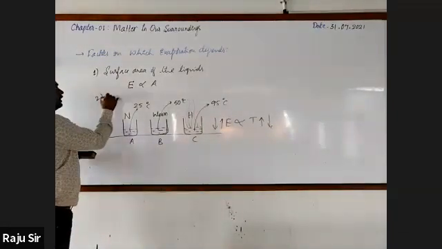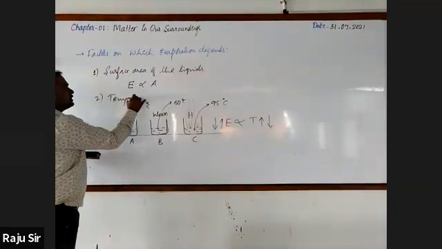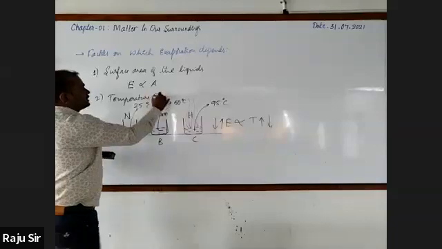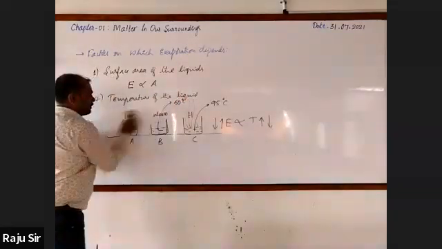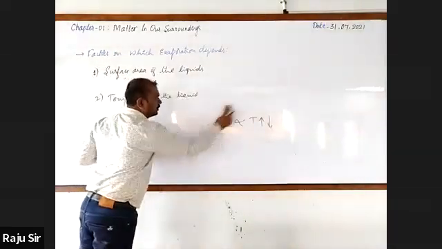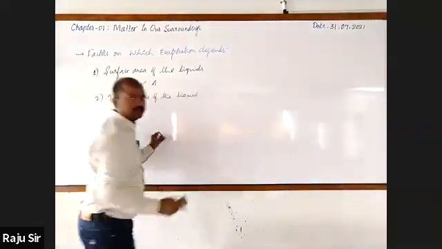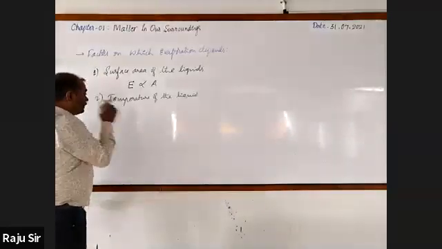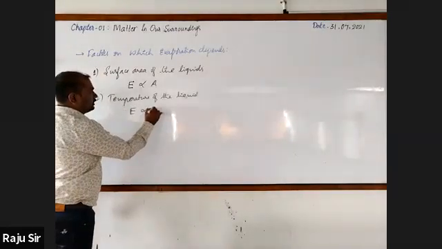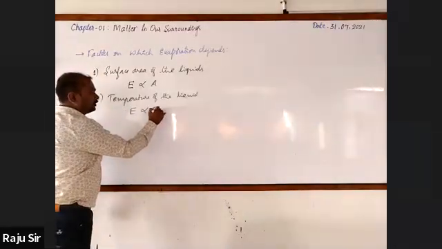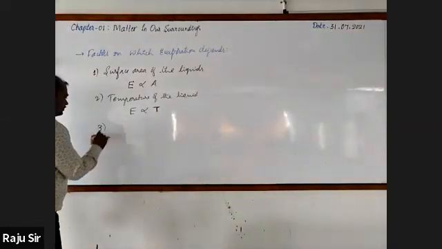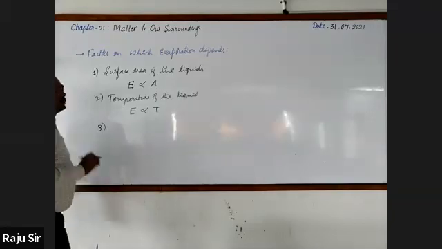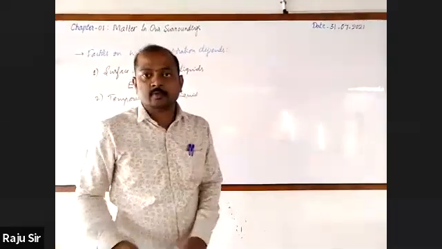So here I'll write: the second one is the temperature of the liquid. Don't write yet. Afterwards, I'll give you the points. First observe. Here I'll write: the rate of evaporation is directly proportional to temperature. Next, the third one.